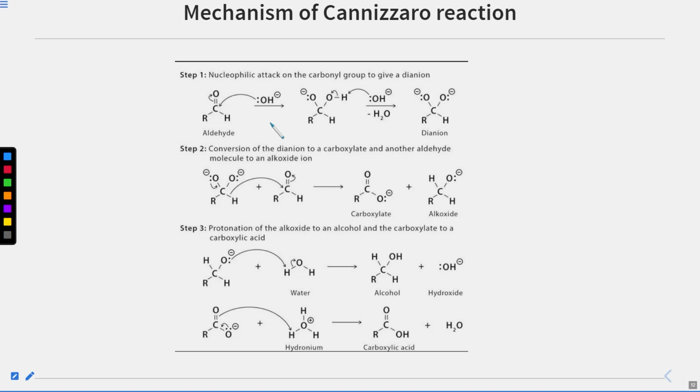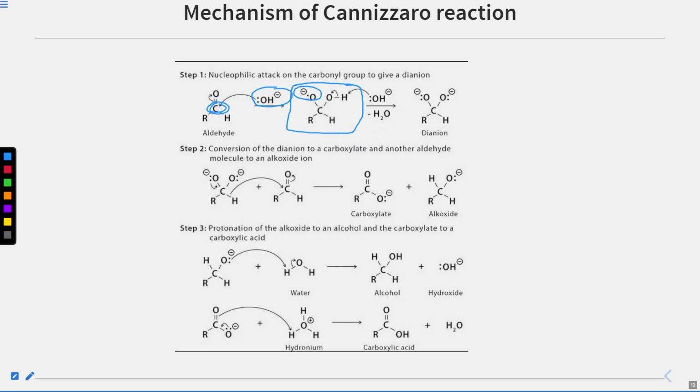As I have told you earlier, it will not contain any alpha hydrogen. So what will happen? This OH minus will attack this center and create this kind of intermediate. How is it attacking? OH minus is a nucleophile, nucleus loving, so its electrons will be donated onto this carbon. Now the pi bond between carbon and oxygen is pushed onto the oxygen, creating a negative charge on oxygen. Clear?